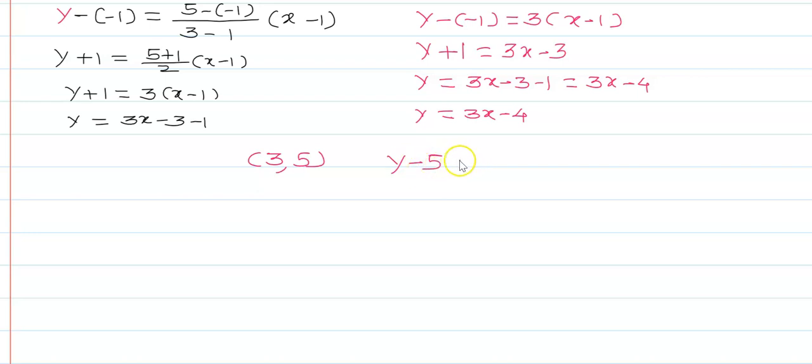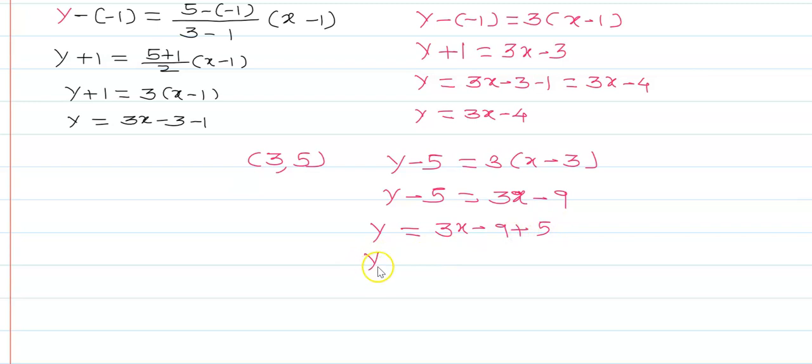y minus y1 means y minus 5. The slope m is 3, in bracket again x minus 3. Then what you will get here? y minus 5 equals 3x, 3 into 3 is minus 9. Therefore y is equal to 3x minus 9 plus 5. Therefore y is equal to 3x minus 4. Okay, all these equations are the same.